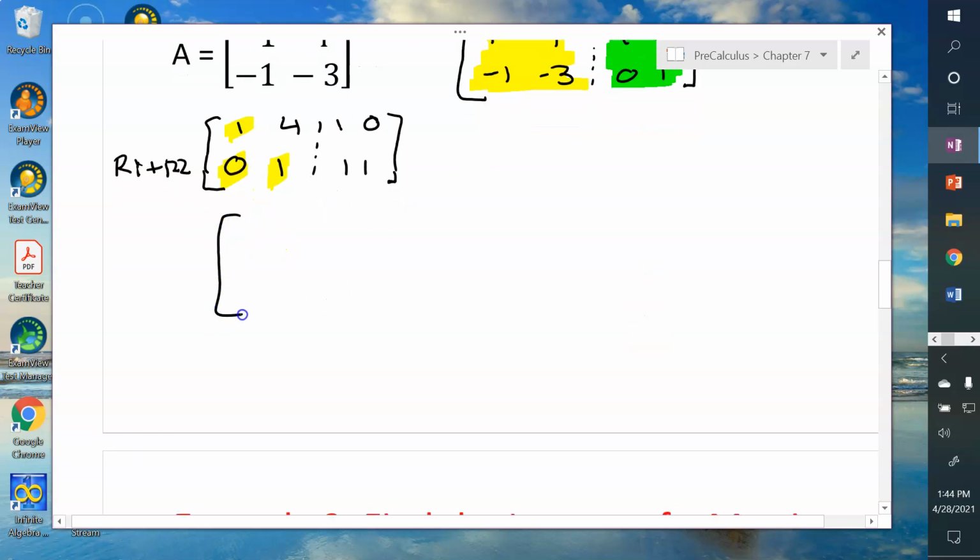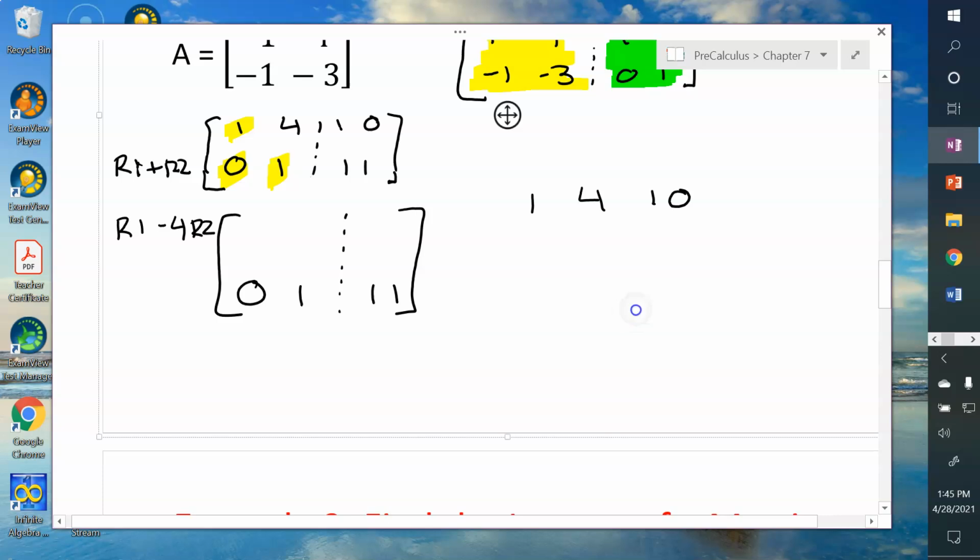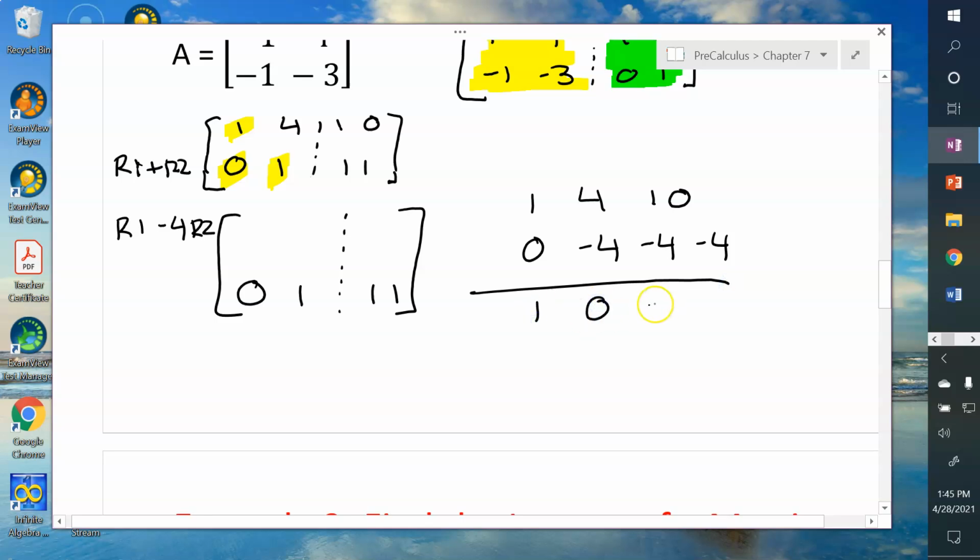So I'm going to write this matrix. And row 1 is the one I'm going to change. So 0, 1, 1, 1. That stays in row 2. But now row 1, and I'm going to subtract 4 row 2. That's what's going in there. So here's row 1, 1, 4, 1, 0. Here's -4 times row 2, 0, -4, -4, -4. Add those together, I get a 1, 0, -3, -4. So 1, 0, -3, -4.